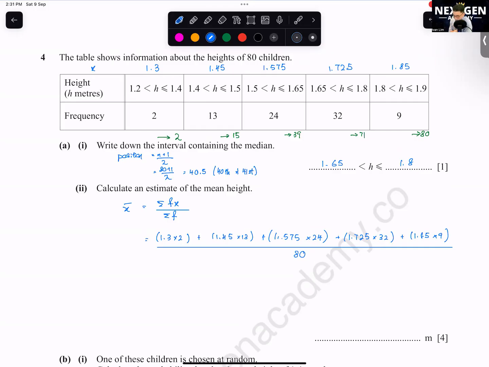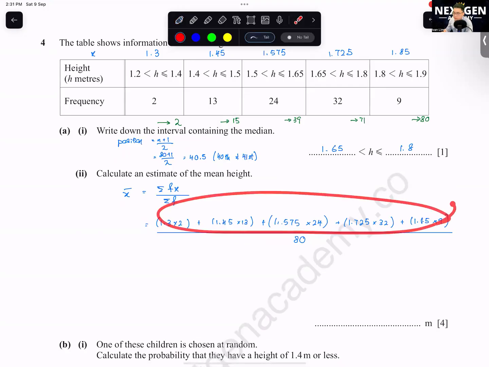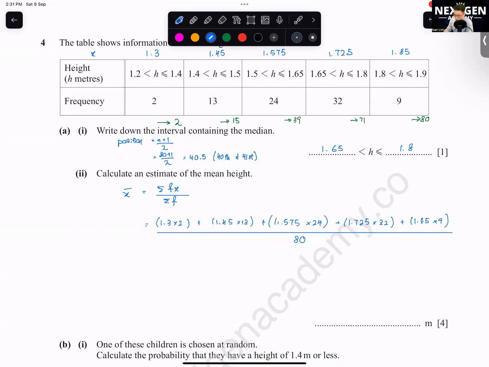Be very, very careful when you type in this value. I always see students do everything nice, ready, final answer wrong. Why? Type in calculator wrong. Don't straight away type the whole thing in the calculator. Type the top first, so you can double check it later when you check back the paper. You get 131.1 over 80, and then here you get 1.64.